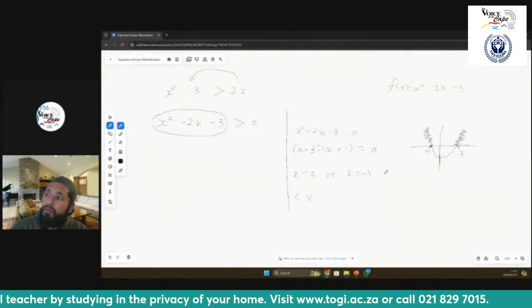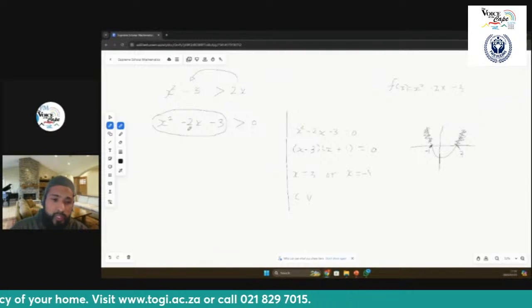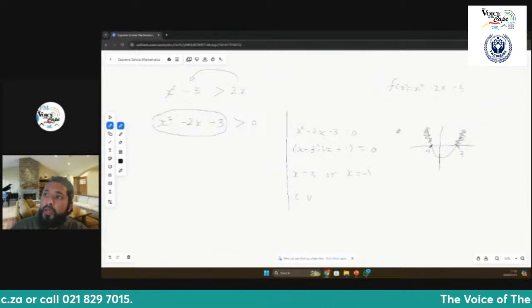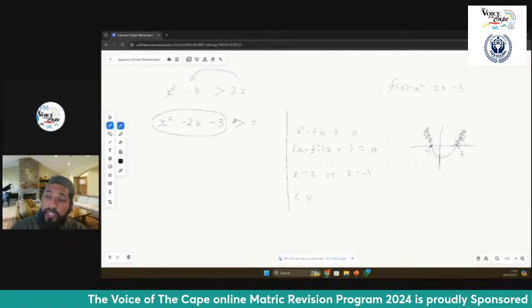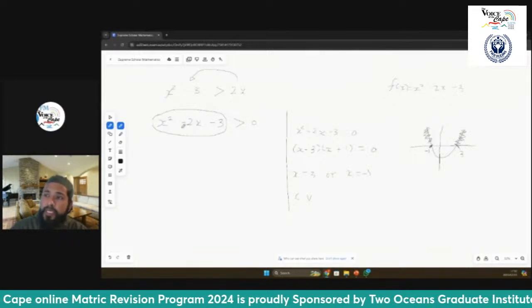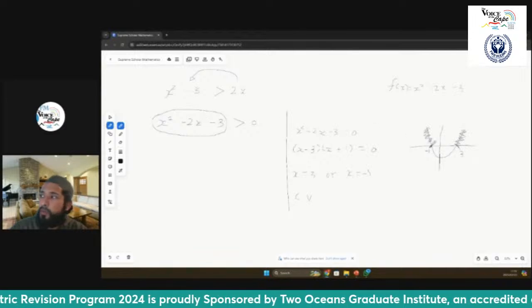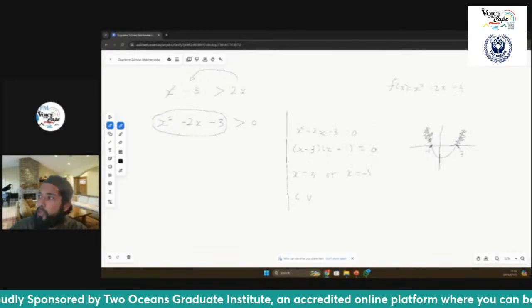And now it simply remains for us to answer the question. What was the question? Let me remind you. The question was, where is this graph positive? Where is this equation positive? In other words, greater than 0 or positive. If it was the other way around, it would be, where is this equation negative? But here, it's where is this equation positive? So now we can see, well, it's positive here, right?